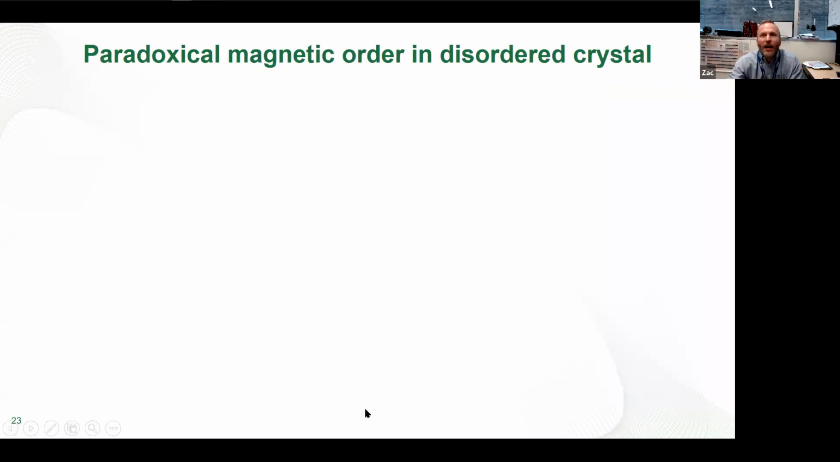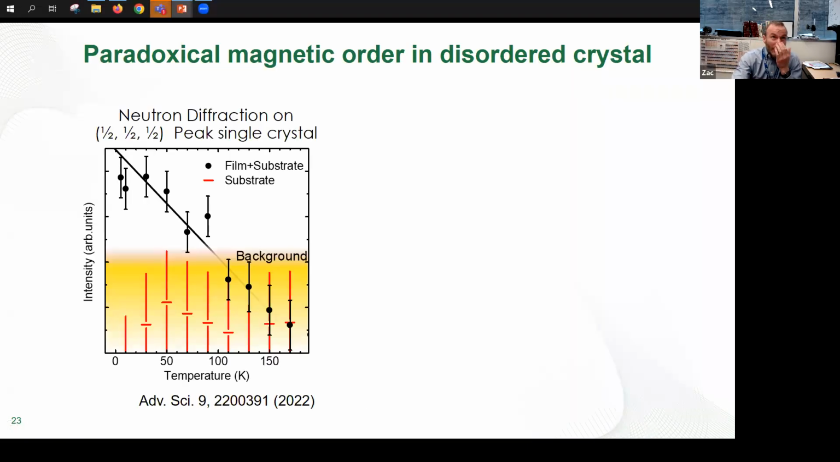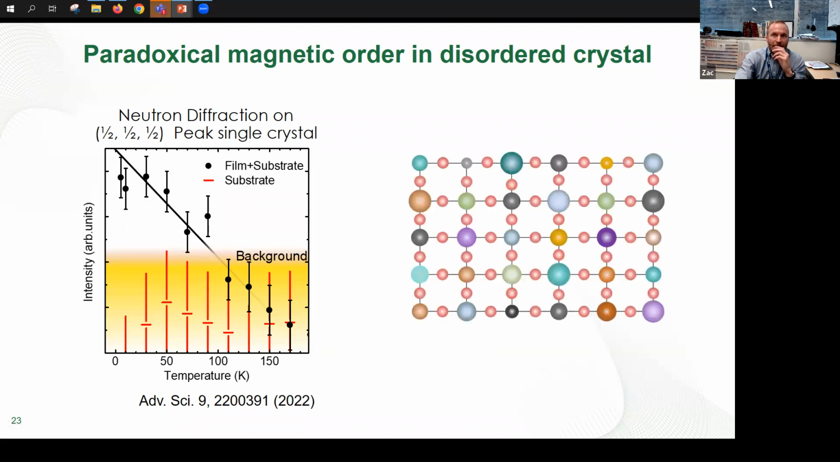So what we saw then in this particular system was we put this in and did some neutron diffraction on a film, and we saw that we had magnetic ordering coming up. This is our background, our substrate puts some noise on here, but we can say that the ordering probably starts somewhere a little over 150, but it's very clearly out of the noise as you're going down in temperature. So we're getting antiferromagnetic ordering on this thing along the half-half-half direction.